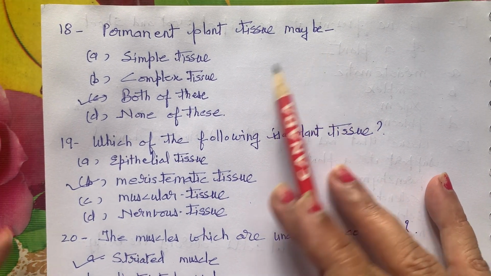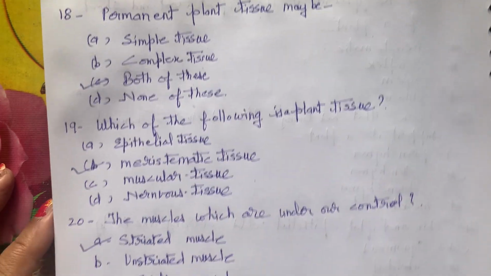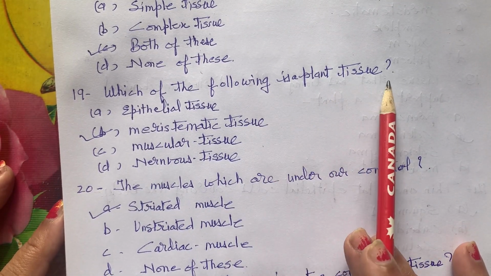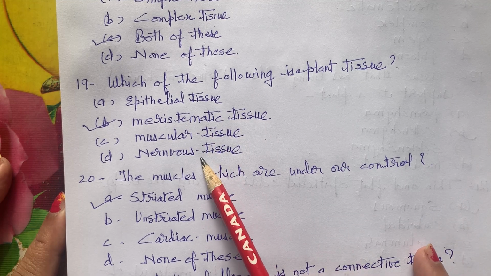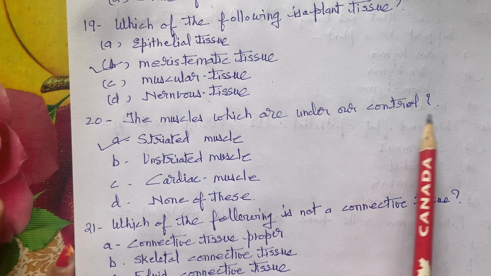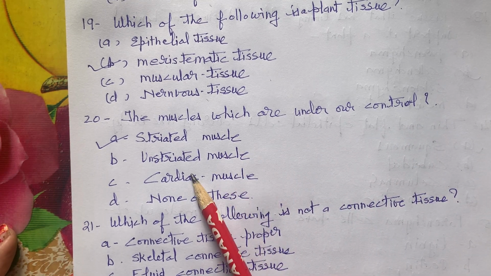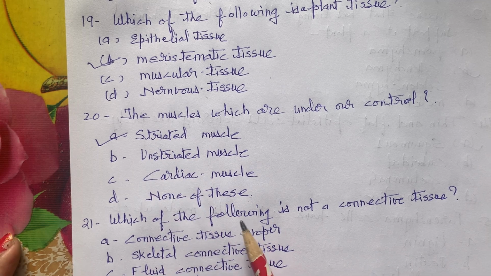Permanent plant tissue may be: simple, complex, both of these, none of these. Correct option, both of these. Which of the following is a plant tissue? Epithelial tissue, meristematic tissue, muscular tissue, nervous tissue. Correct option is meristematic tissue. The muscles which are under our control: striated muscle, unstriated muscle, cardiac muscle, none of these. First option is correct, striated muscle.